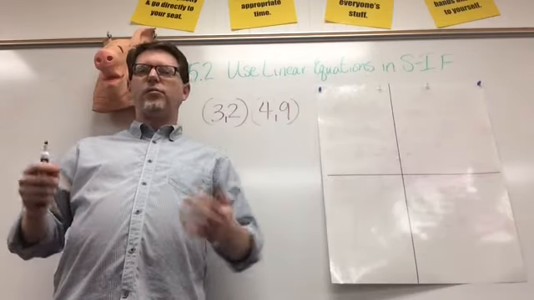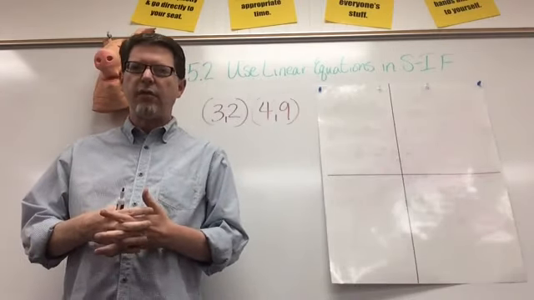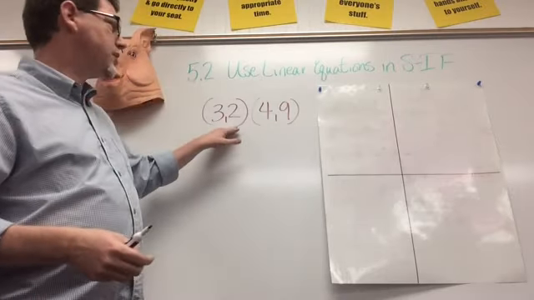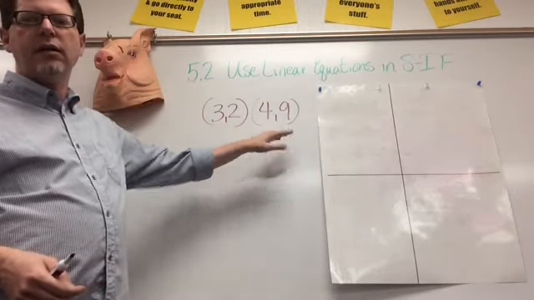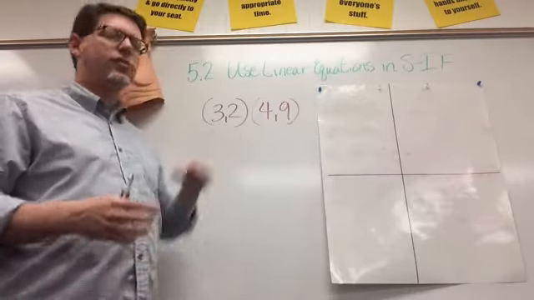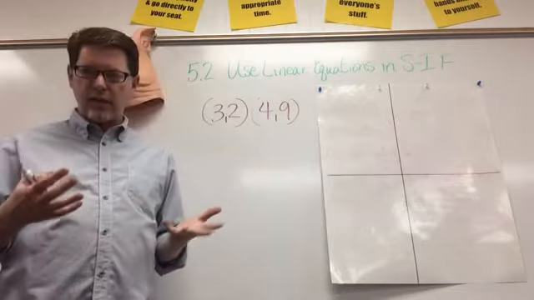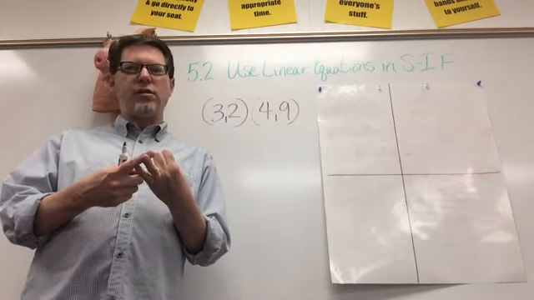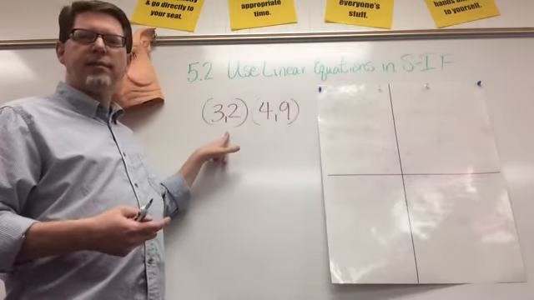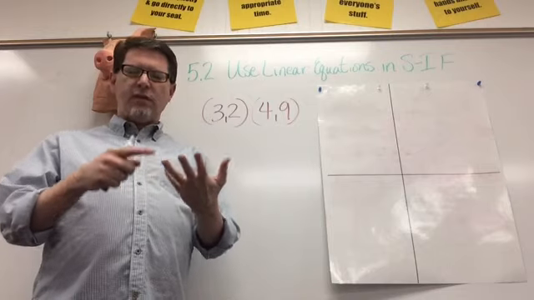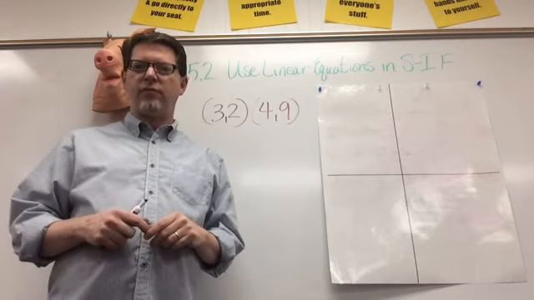For your practice problem tonight, what I would like for you to do is to use the points (3, 2) and (4, 9) to write the equation of the line that passes through those 2 points. Just to give you a hint: first, find the slope. Plug that slope into the equation using either one of these points. It doesn't matter. And then now you have b and m, so write your equation in slope-intercept form.